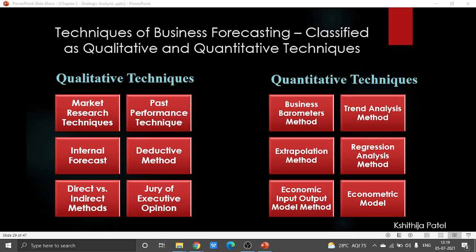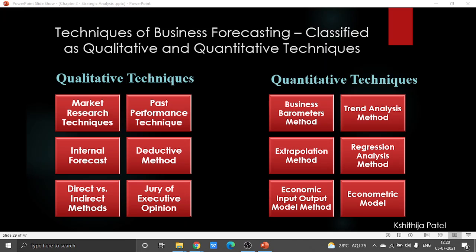But one thing that we have to see is that under this there are a lot of assumptions being made. The main one is that except for the elements that are taken, other things shall remain the same. That is the one assumption that we normally take. That is the regression analysis method. Then we have the economic input output model method.